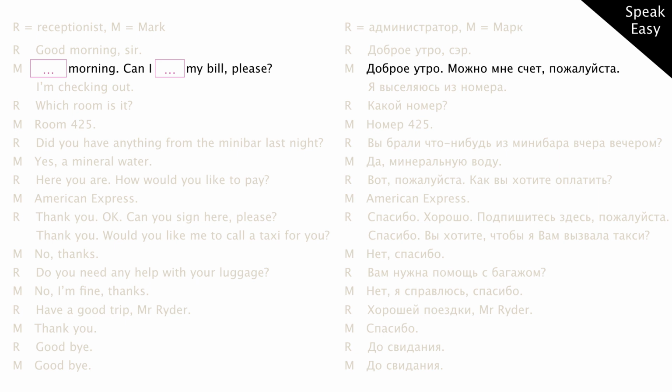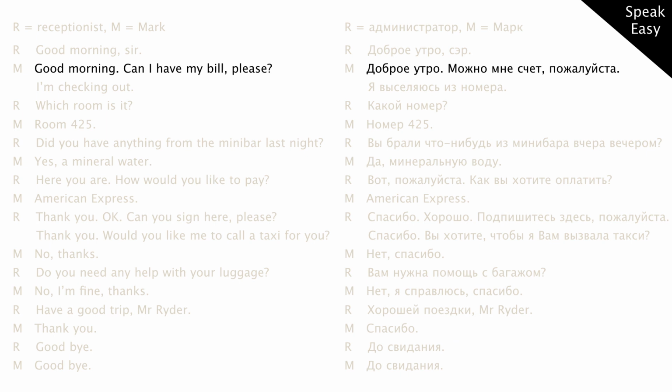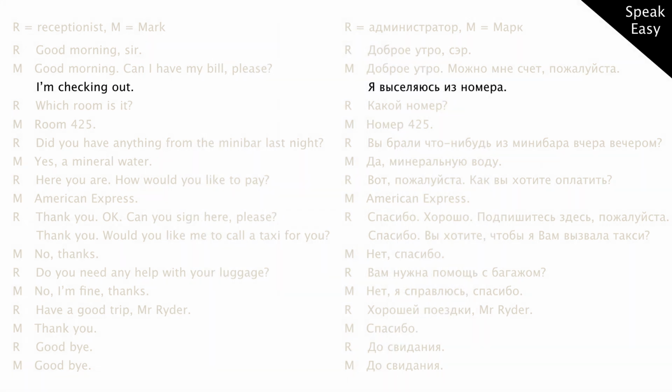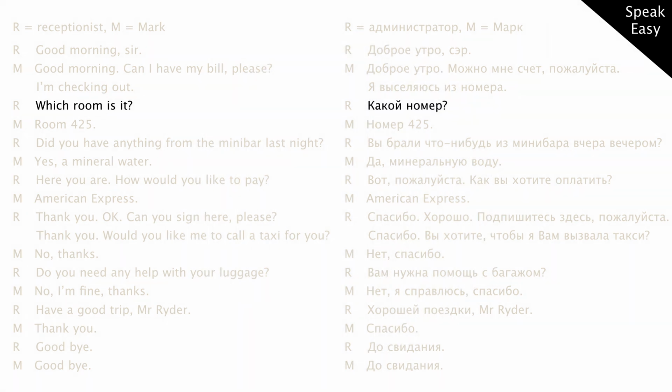А теперь давайте выполним упражнение на развитие разговорной речи. Останавливайте урок, читайте фразы, вставляя закрытые слова, затем включайте урок и проверяйте себя. Начинаем. Good morning. Can I have my bill, please? I'm checking out. Which room is it?